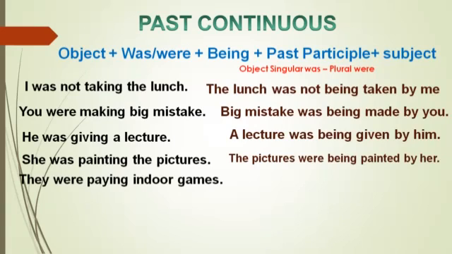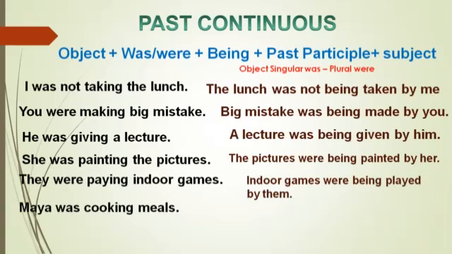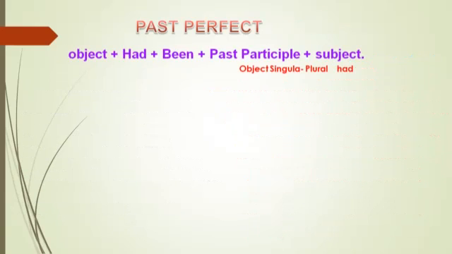They were playing indoor games. Indoor games is the object, and it becomes the subject for the passive. It is plural, so we have to use were. Then for ing we have to use being. Then play becomes played. Indoor games were being played by them. Next sentence: Maya was cooking meals. Meals were being cooked by Maya. This is past continuous.